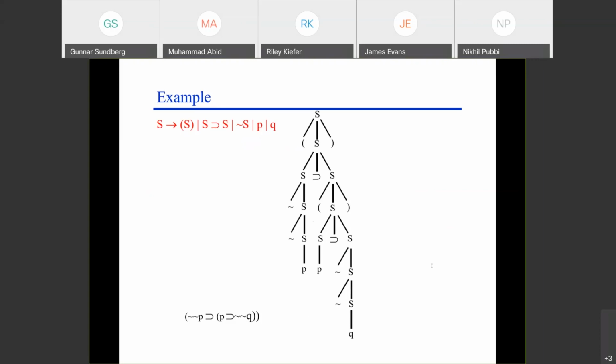So how many production rules do we have in this grammar? Five rules. One, two, three, four, five. Nice. James Evans, how many non-terminals do we have in this grammar?